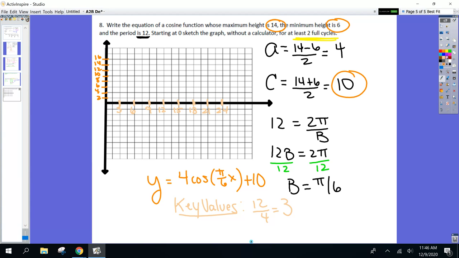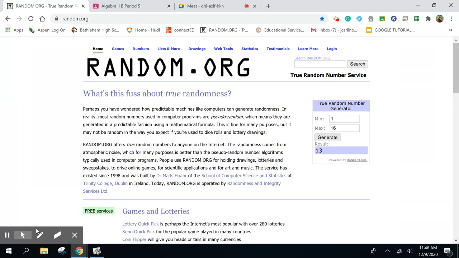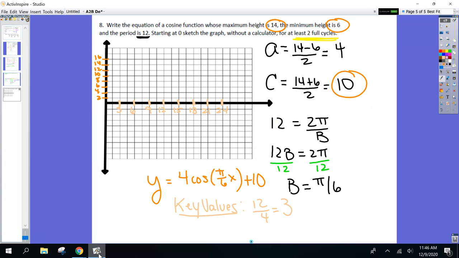I need to plot the points now. Think about the cosine curve. Where does it start? Where does it go? Where does it end? Finish strong, guys. Mason, let's finish strong. Tell me something about the cosine curve. Where does it start? It starts at the maximum, which would be 14 for us. Then where? Then goes to the midline, which we found was our C value of 10. Then? To the minimum, which was 6. Then where? Back to the midline, 10. Finishes where? Back at the maximum. Yep.